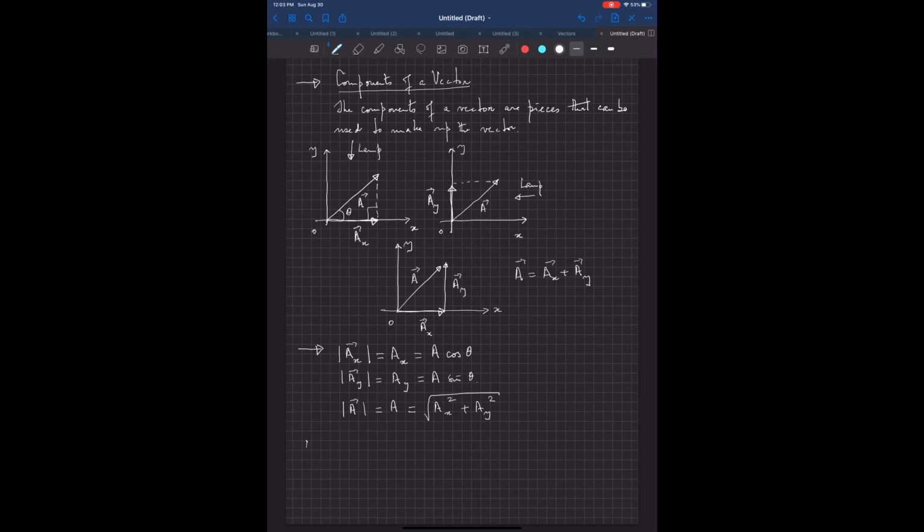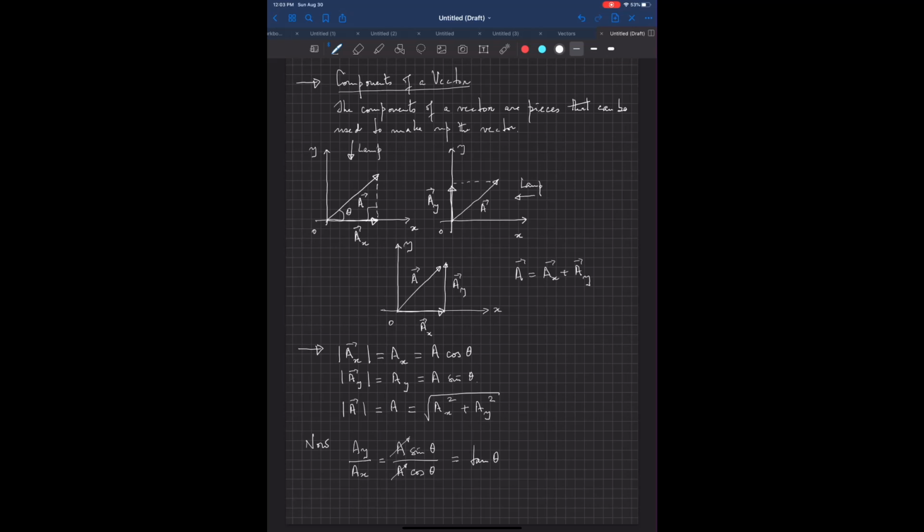Now let's divide A sub y by A sub x. This is equal to A sine theta over A cosine theta. All right, the A's cancel out, and so one has sine theta over cosine theta, which is tan theta.